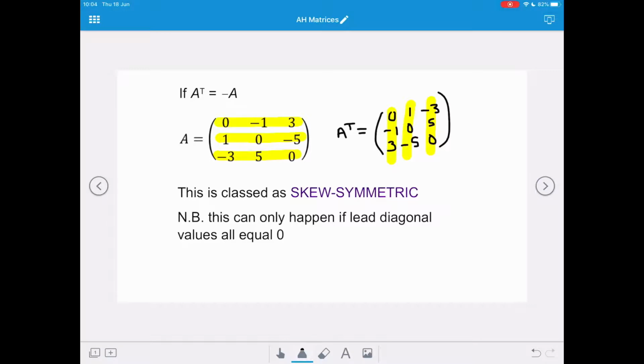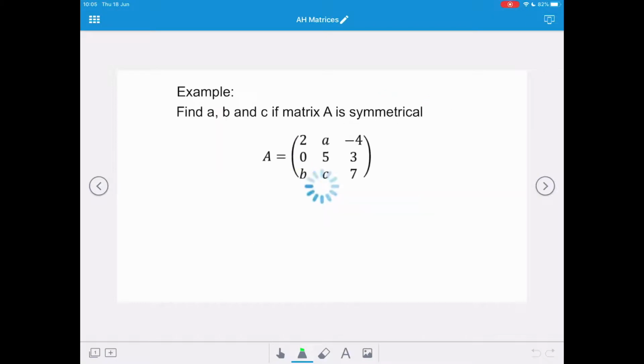So now you can see that every single term is multiplied by negative 1. So we've got the negative of the original, and this is classed as skew-symmetric. Now you can only have a skew-symmetric case if the lead diagonal values all equal 0. So that's A11 to A33.